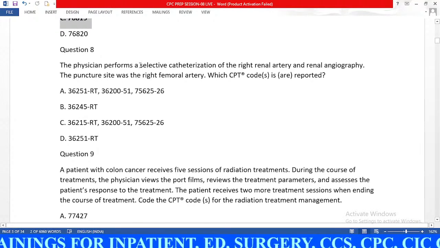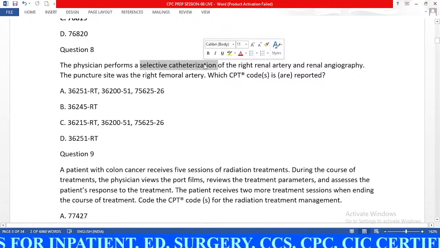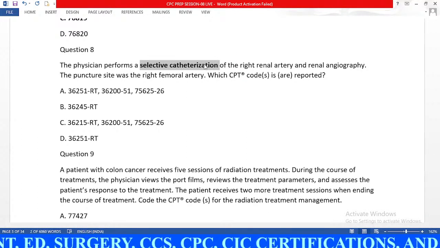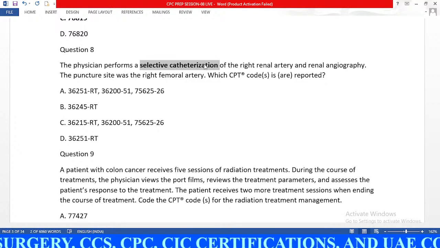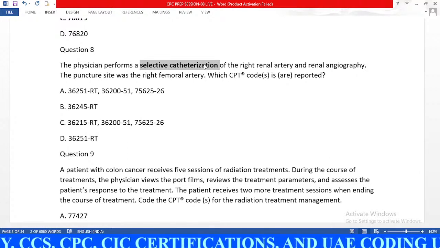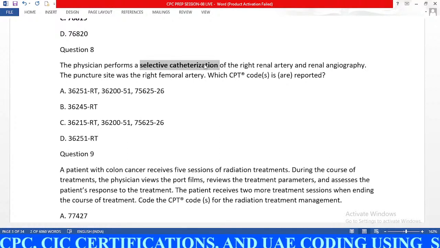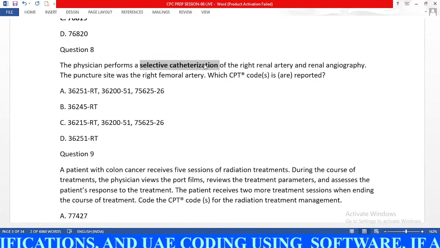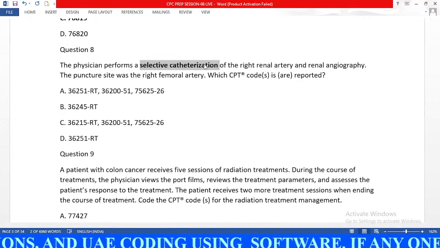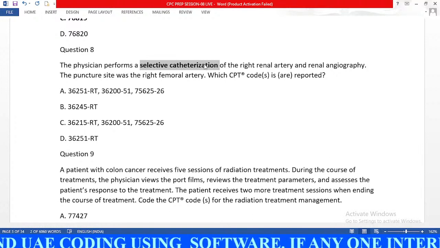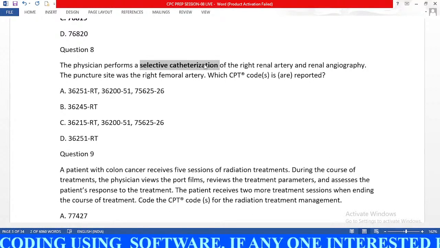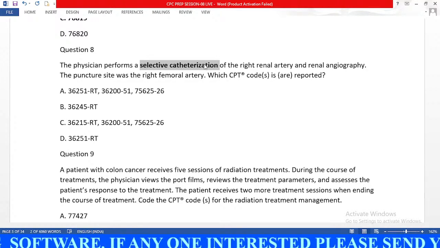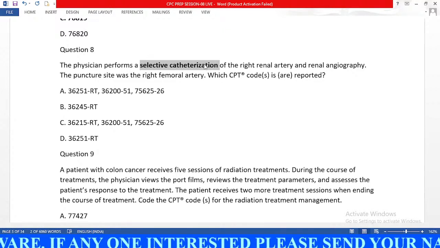Basically here our keyword is selective catheterization. Selective means whenever the physician inserts the catheter, he will go past the aorta. He will cross the aorta and go into another artery, which we usually call selective catheterization. We have two types: selective catheterization and non-selective catheterization. Selective means the physician selects which artery he needs to go to and diagnose. The second one is non-selective. Here the physician will not cross the aorta. He will stay in the aorta only, which we usually call non-selective catheterization.